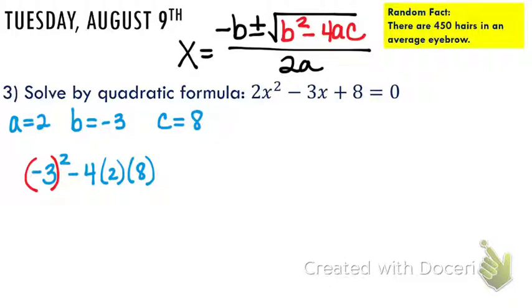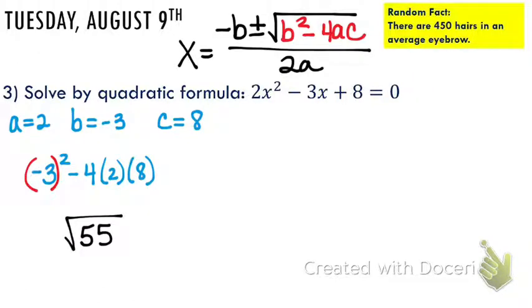So what's that? 9 minus 64? 54? 55. 55? Is that what it is? I don't have a calculator. Who got 55? Because I want to make sure we're good. Okay, so 55. So that's what's underneath the square root.